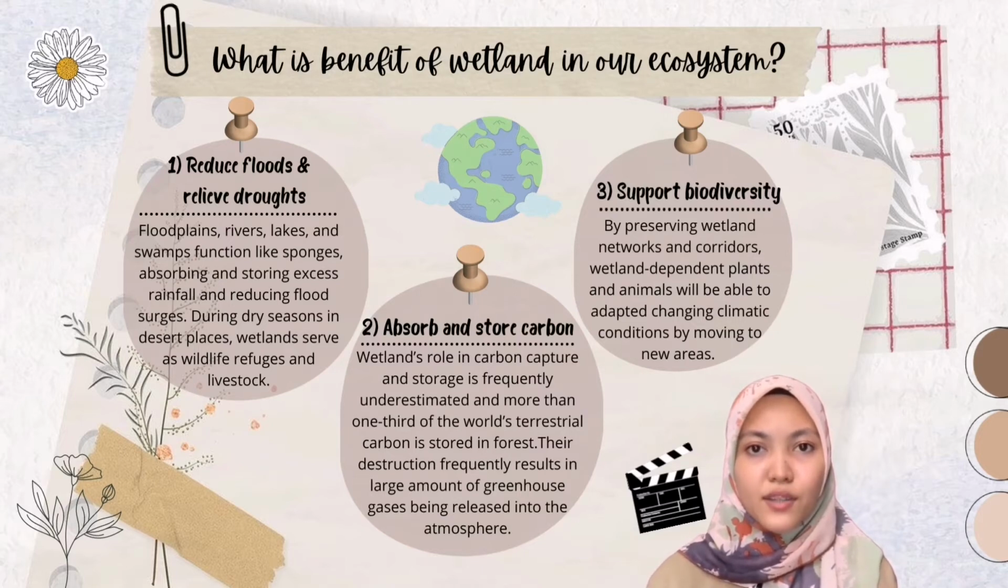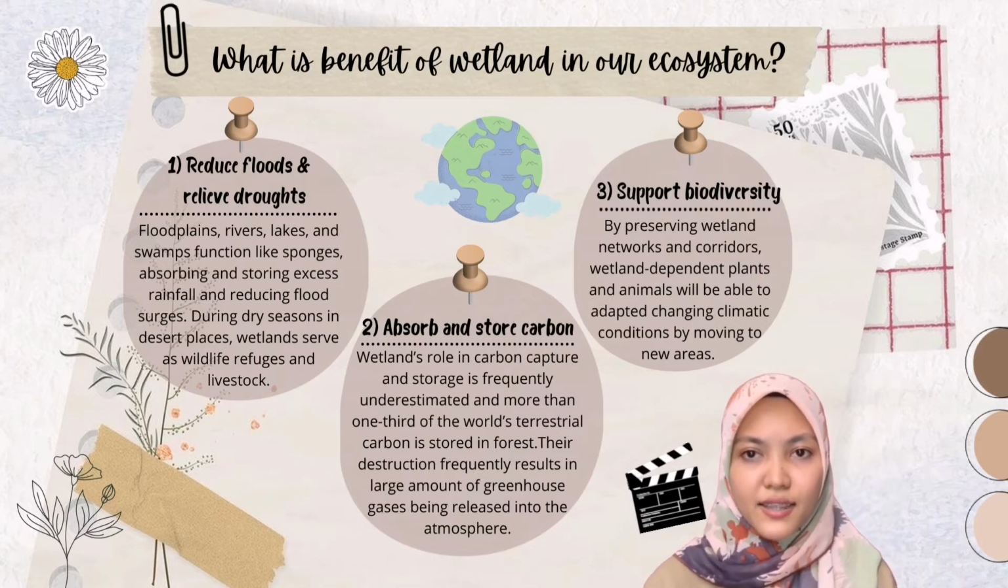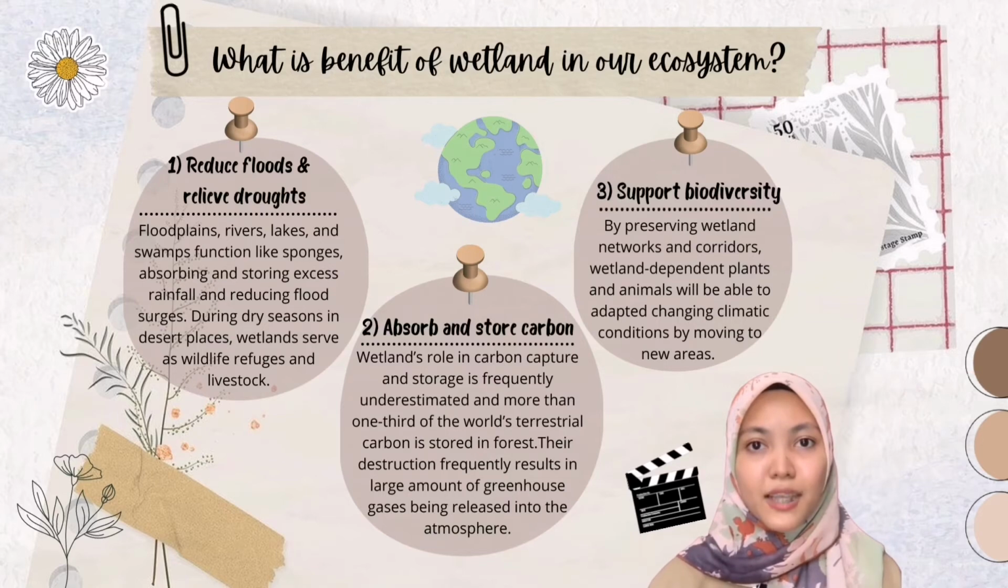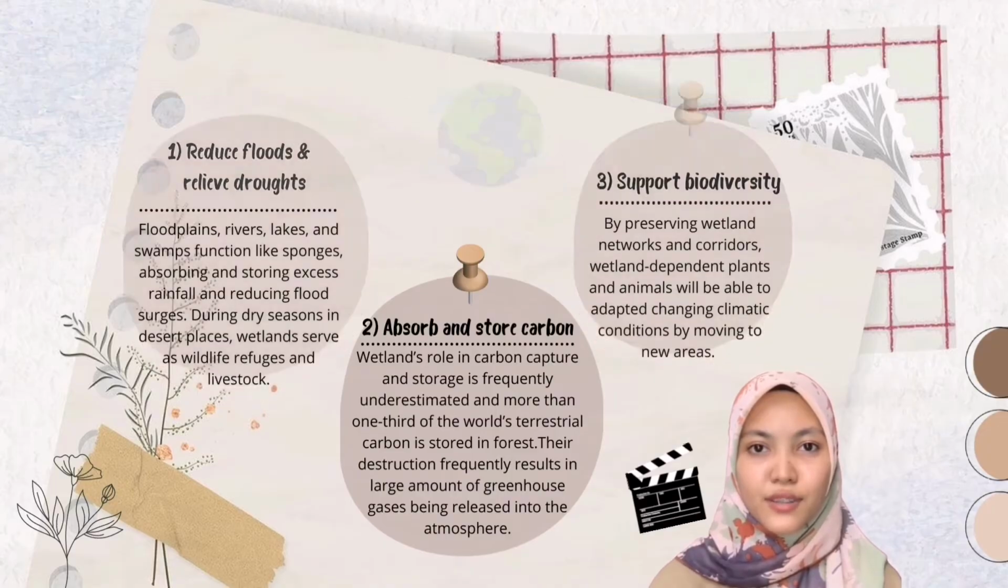Second, they absorb and store carbon. Wetlands' role in carbon capture and storage is frequently underestimated, and more than 1/3 of the world's terrestrial carbon is stored in forests. Their destruction frequently results in large amounts of greenhouse gases being released into the atmosphere. Third, they support biodiversity. By preserving wetland networks and corridors, wetland-dependent plants and animals will be able to adapt to changing climatic conditions by moving to new areas.